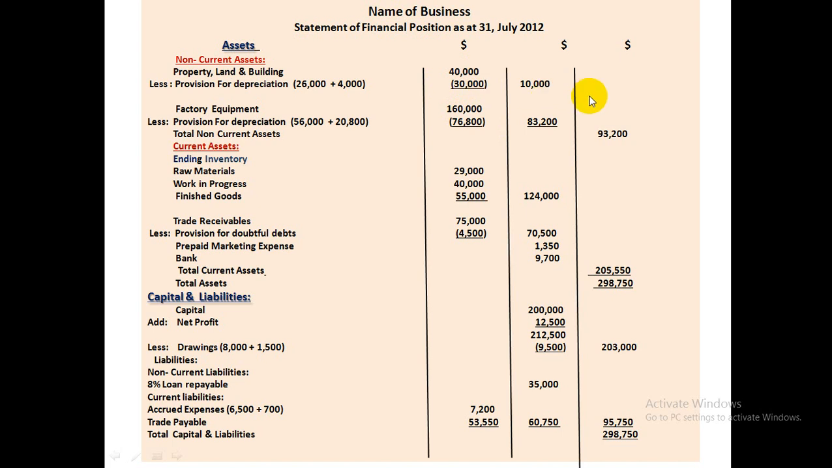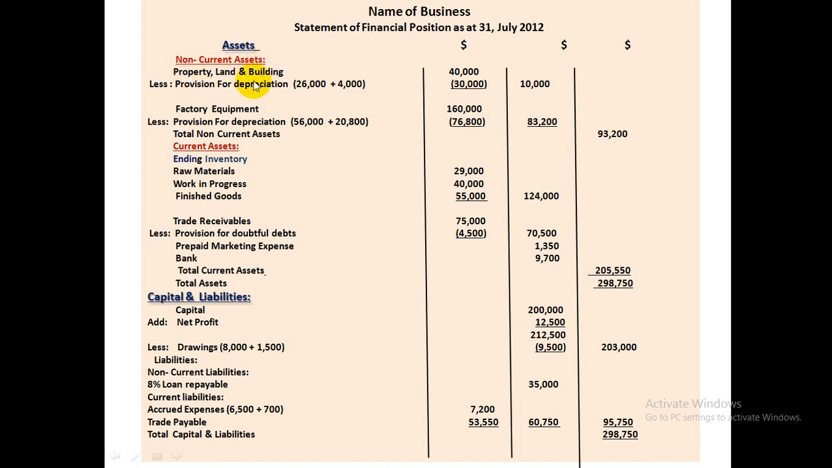We have to prepare 3 columns. There are 2 main parts, assets and capital and liabilities. First, we are working on the part of assets. Assets will have 2 parts, non-current assets and current assets. Non-current assets are to be shown with their cost along with their accumulated depreciation. Accumulated depreciation always shows the depreciation up till that date. We want a total of non-current assets.